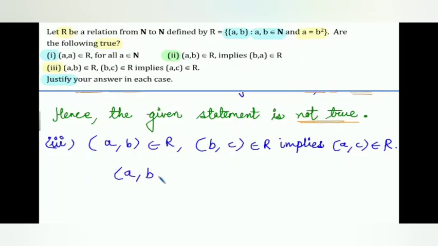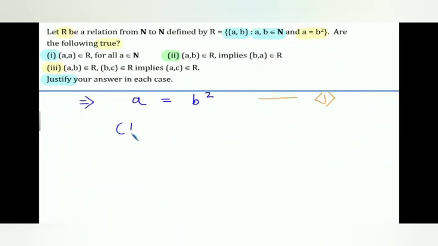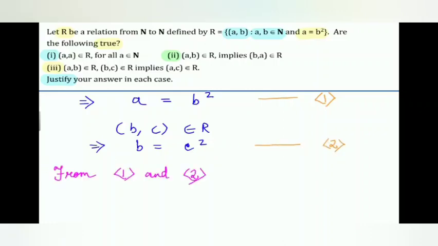Then your relation is also possible for A, C belongs to R. So that is also not true, because A is equal to B square, that is your equation 1. Then B is equal to C square, B, C belongs to R, that means B is equal to C square, equation number 2. Now you have to prove A is equal to C square is true from equation 1 and 2. You have to check A is equal to B square and B is equal to C square.